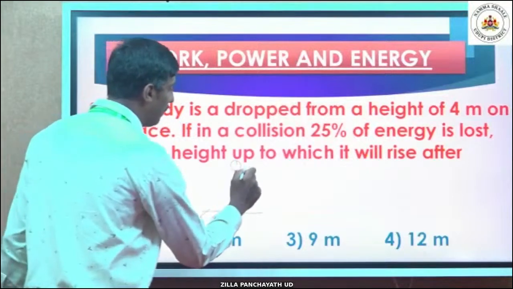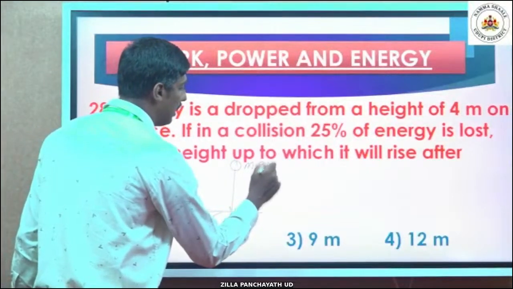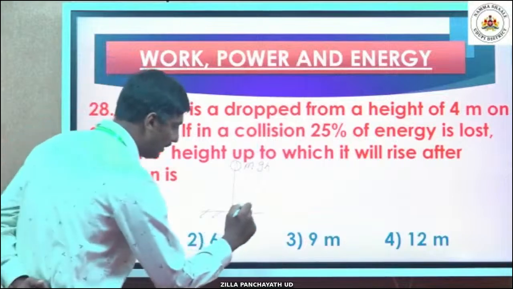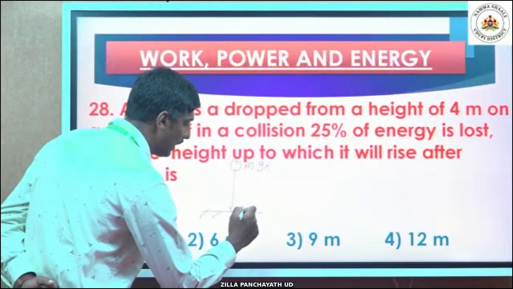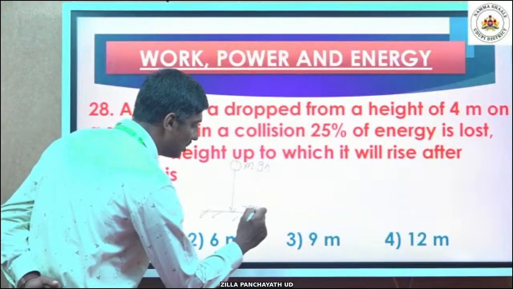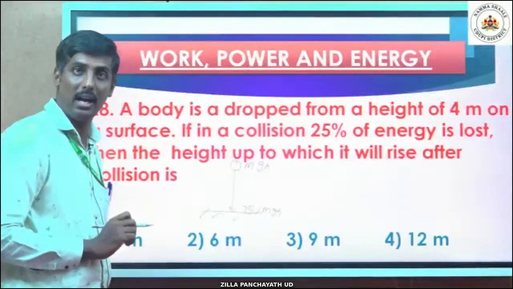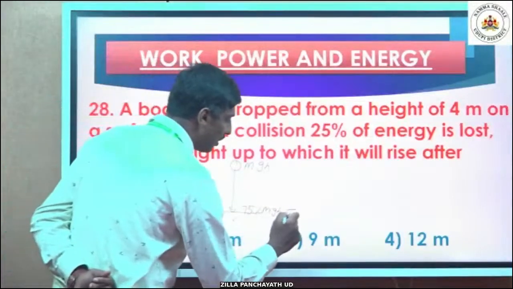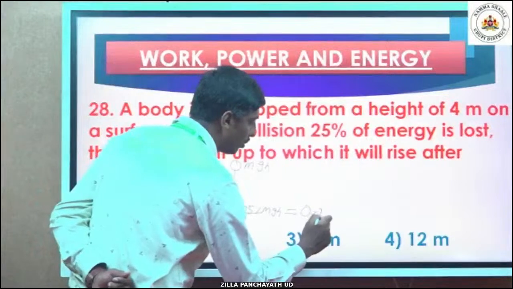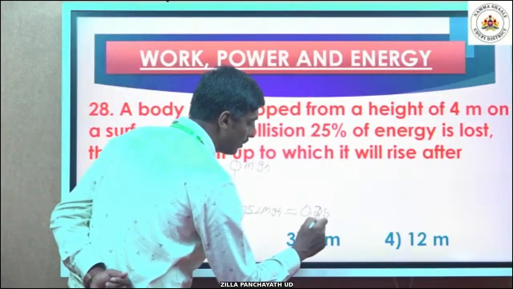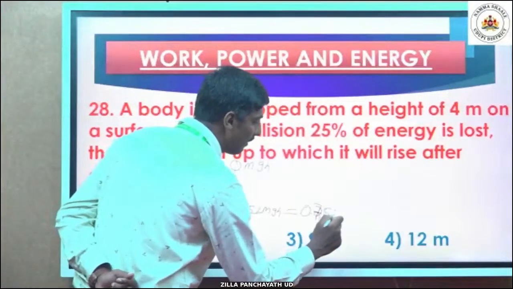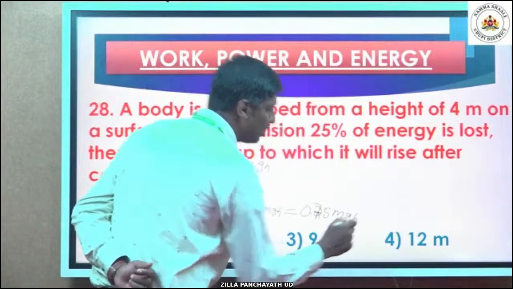So when I drop, the object has an energy mgh. Here, when it fell, 25% was lost. It has only 75% of the energy, 75% of mgh. Right? That's all it has. Now 75% of energy is nothing but 0.75 of mgh. This is the only energy it has.